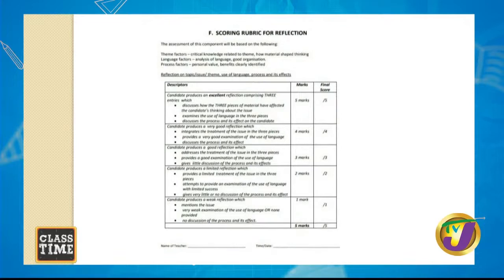You would have had to discuss how the 3 pieces of material have affected your thinking about the issue. That would be reflection 1. You would have had to examine the use of language in 3 pieces. That's reflection 2. And you would have had to discuss the process and its effect. So that would be reflection 3. Very good.